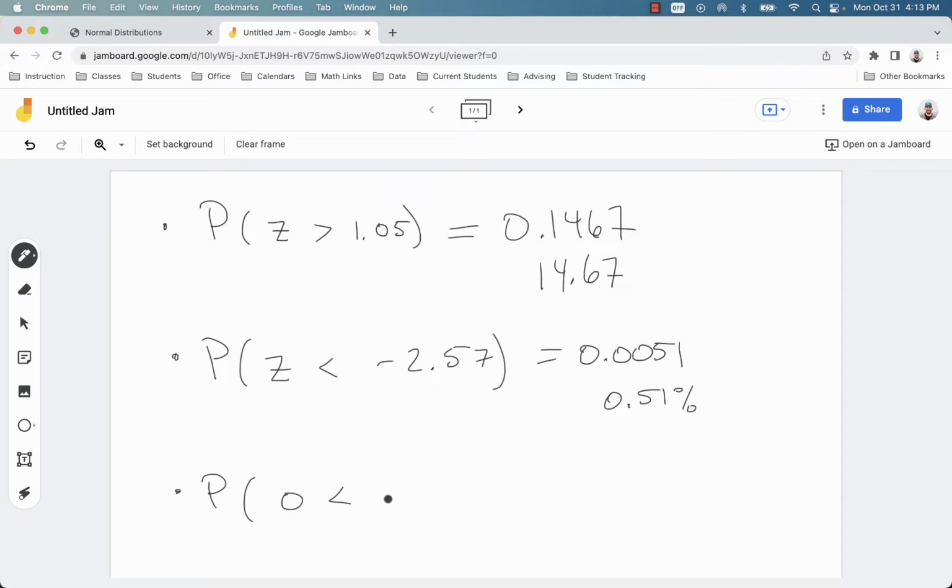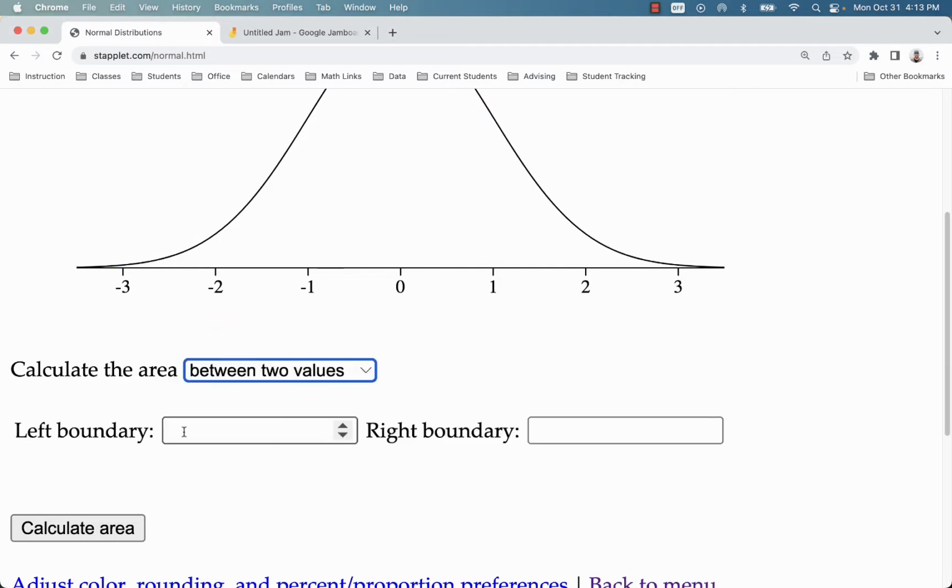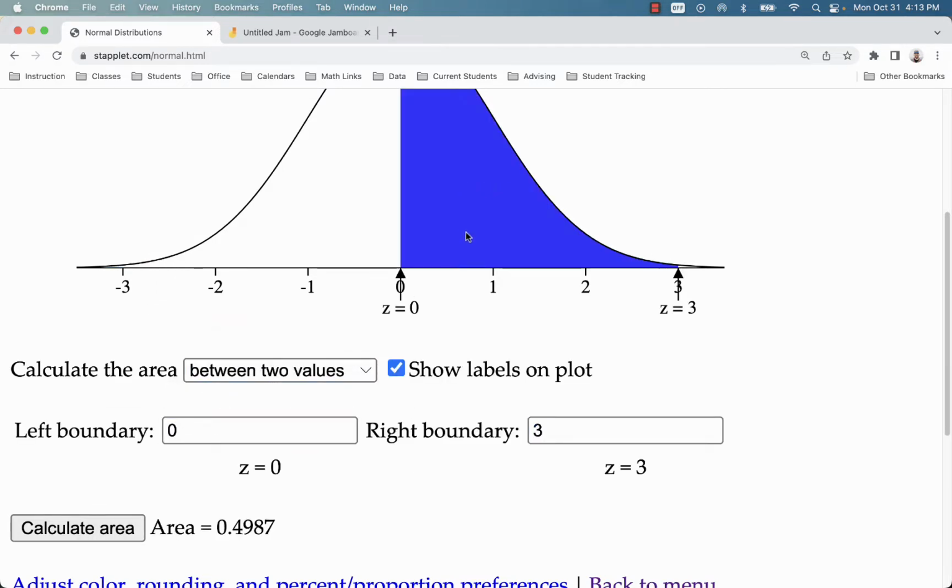And lastly, what we can find is a probability of being between two values. So let's say, for example, we're to the right of 0, but we're not quite out to 3. So I'm going to find the probability of being from 0 to 3 standard deviations to the right of the mean by going between two values from 0 to 3. And I can see that shaded is 0.4987.